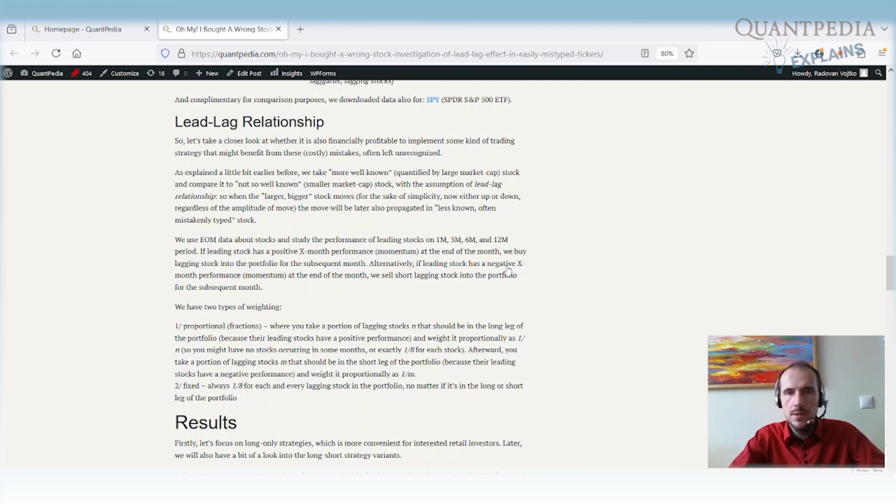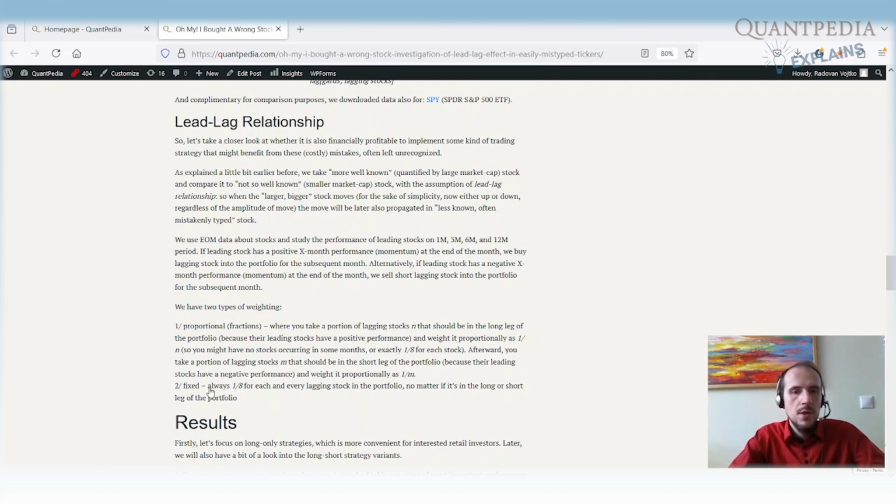So instead of buying Tesla, we buy the TLSA ticker. Now in this case, we can have two types of weighting. We can have a proportional fraction, so it means we will invest 100% of our money in the long portfolio, 100% in the short portfolio. And in case there are some stocks that we should have in a long portfolio, we will split our long portfolio evenly between them. So in case there is one stock, it has 100% weight. If you have 3 stocks, each of them has 33%.